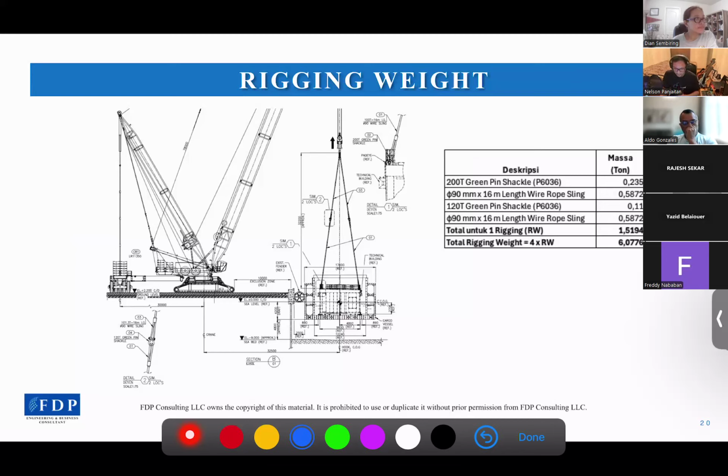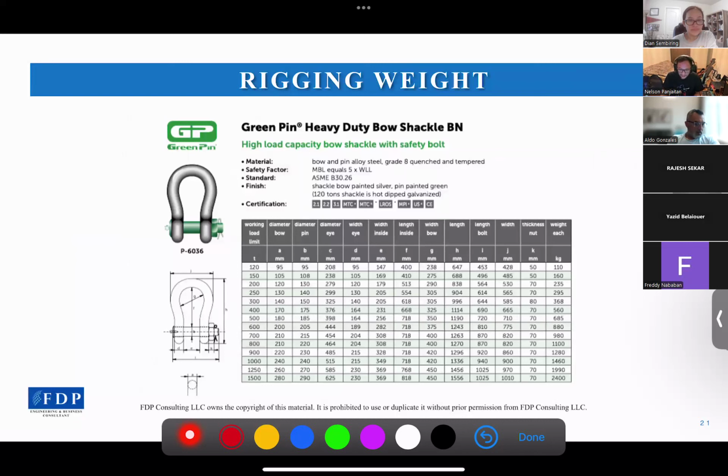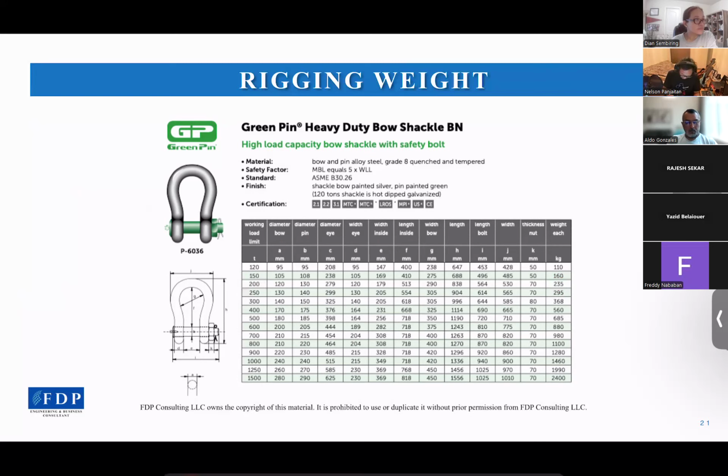For the shackle weight, you can refer to the catalog. For example, here we have a 200 tons Green Pin shackle P6036. Then we look for its weight in the Green Pin catalog. For 200 tons, the weight of the shackle is 235 kilograms, or equal to 0.235 tons.